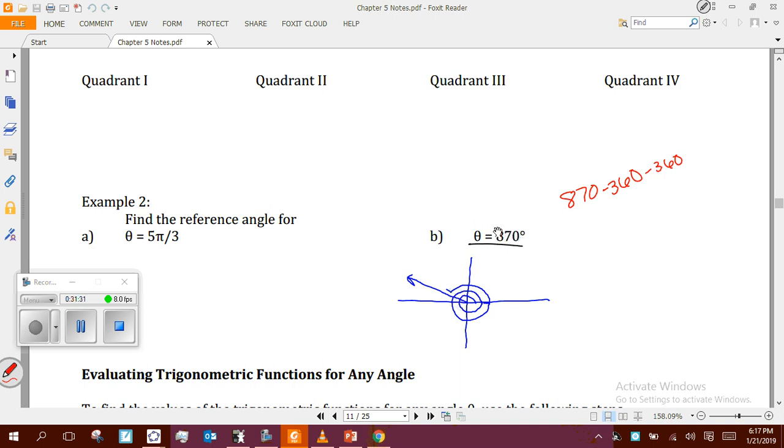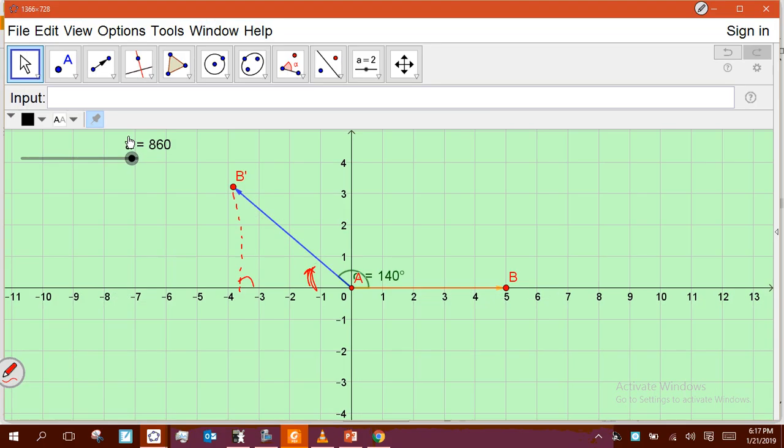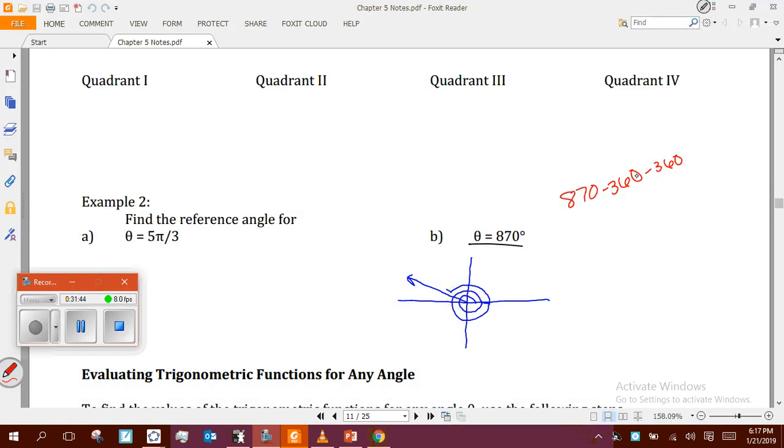I guess I went to 8. I'm sorry, my apologies. I went in this to 860. I wanted to go 870. All right, so you see a 150 there instead. So I took 870 minus 360 minus 360, and that gives me 150. So remember what we talked about in 5.1, that 870 degrees is coterminal with 150.